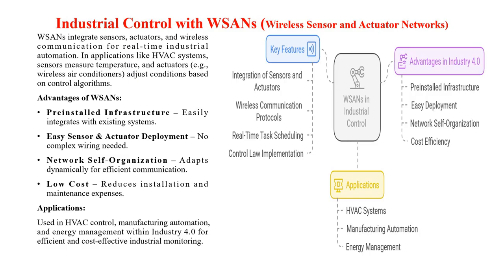And the key features of the WSANs are integration of sensors and actuators, where the sensors gather real-time data while the actuators respond based on control algorithms. Second is the wireless communication protocols, which enable seamless data transfer without physical wiring, making deployment more flexible. The next key feature is real-time task scheduling, which ensures timely execution of tasks based on sensor data and the predefined control laws. And you have control law implementation, which defines how actuators should respond based on the sensor inputs, optimizing industrial operations.